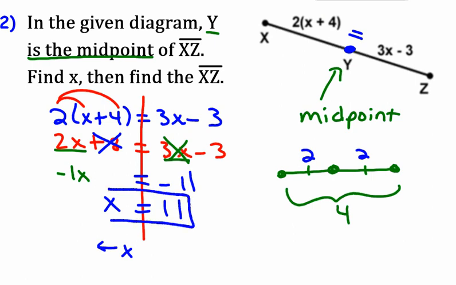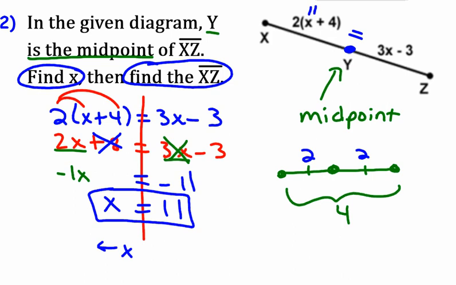So let's see if that's what the problem asked me to do. It says find x. Did that. Then I have to find the length of xz. All right. So if x is 11, I have to plug 11 in for x. So that's going to be 2 times 15, because I have to do the parentheses first. So 11 plus 4 is 15 times 2, which is 30.